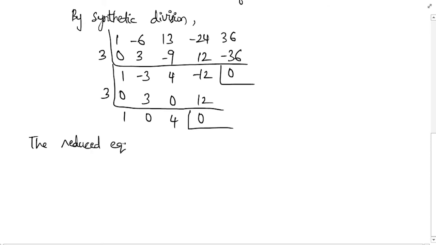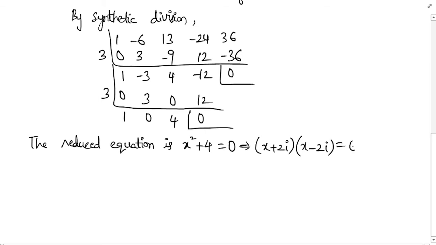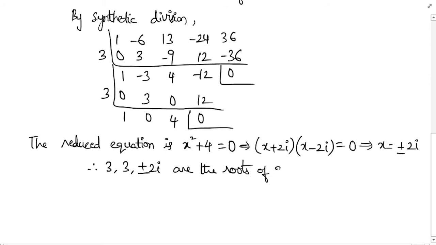So the reduced equation is x square plus the coefficient of x, which is 0, plus 4 is equal to 0. That implies x square plus 4 is equal to 0, so we can write this as x plus 2i into x minus 2i is equal to 0. That means x is equal to plus or minus 2i. Therefore 3, 3 and plus or minus 2i are the roots of the given equation.